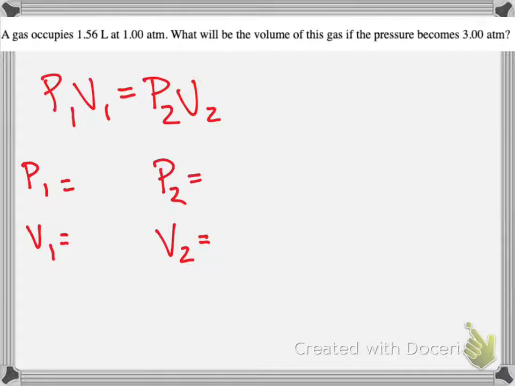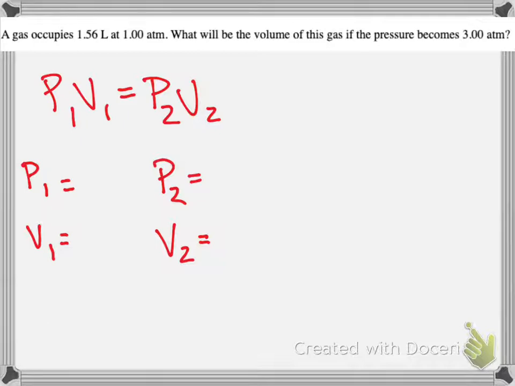A gas occupies 1.56 liters at 1.00 atmospheres. What will be the volume of this gas if the pressure becomes 3.00 atmospheres? And we're adding those decimal points, even though it looks like we don't need to, for the purpose of sig figs. So our answer will be rounded to 3 sig figs in the end. So what we've got to figure out is what these numbers are, and the units are going to tell us a little bit about that, and where to put them in our equation.